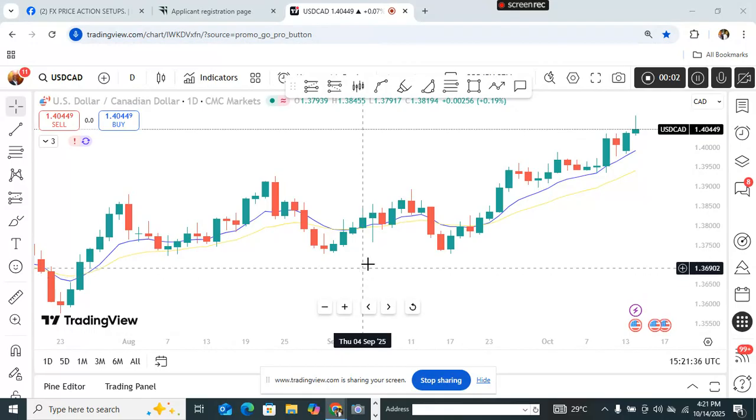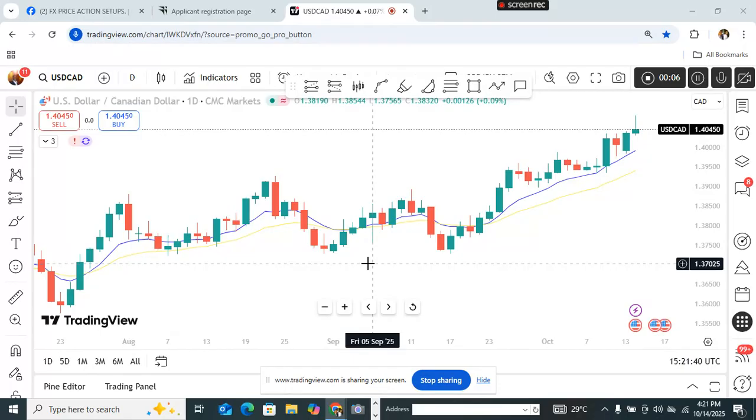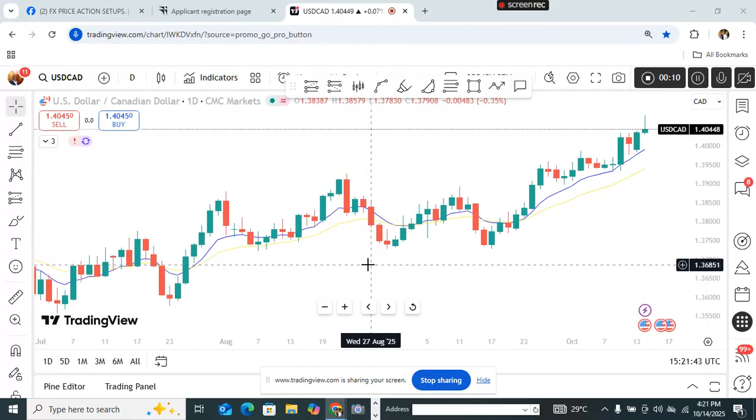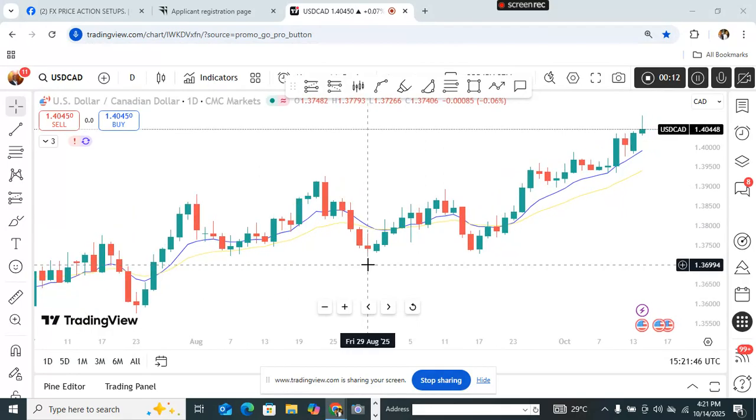So, hello traders. Today we're going to be looking at USD Canadian dollars. It's a bullish chart, and we're on a daily chart now, so you can see what's happening. The interesting thing is, as a price action trader, you always watch out for candlestick formations, the kind of candlestick.